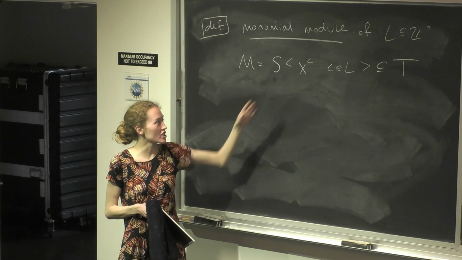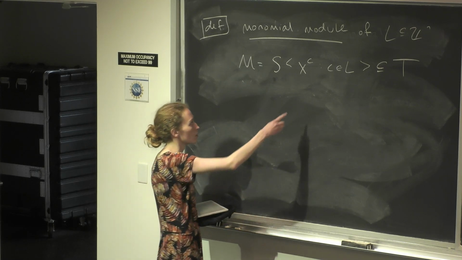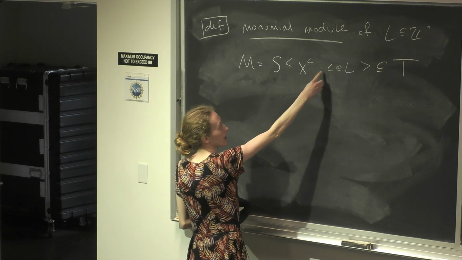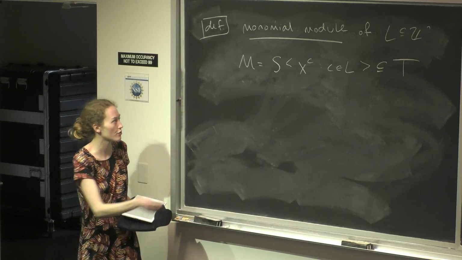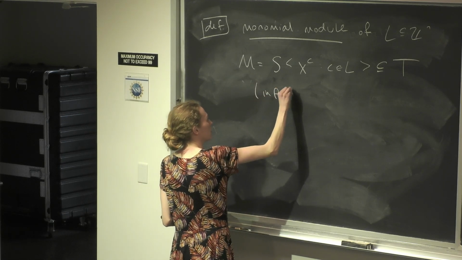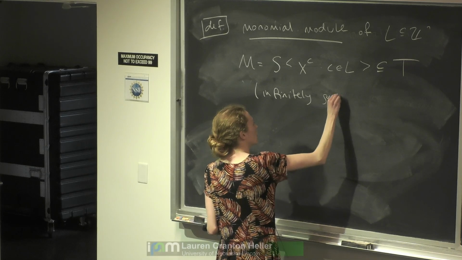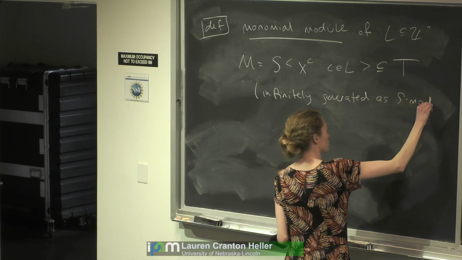And so this is infinitely generated as an S module in general, because we could have infinitely negative x to the c that appear, and we're only allowed to multiply them by non-negative elements of S. OK, so this is infinitely generated as an S module.